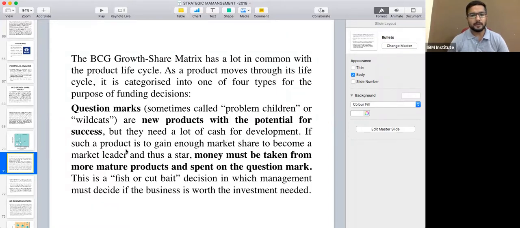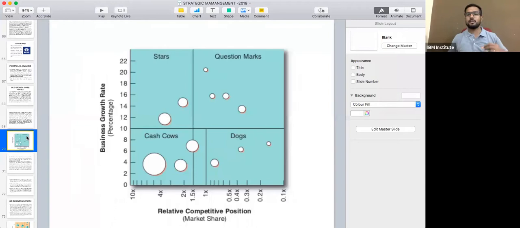In such a case, the product needs to gain enough market share to become a market leader, thus a star. Money must be taken from more mature products and spent on this question mark. This is a fish or cut bad decision, in which the management must decide if the business is worth the investment needed or not. Let me explain exactly what we are talking about right now.